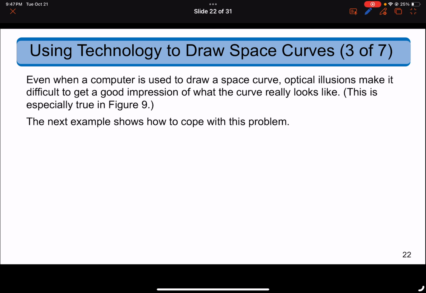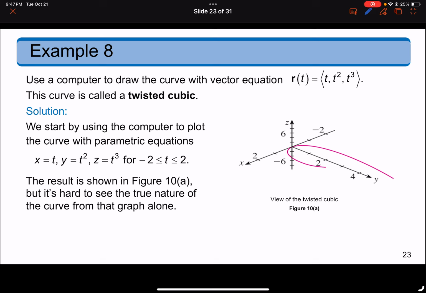Even when a computer is used to draw a space curve, optical illusions make it difficult to get a good impression of what the curve really looks like. The next example shows how to cope with this problem. Use a computer to draw the curve with the vector r of t equal to t, t squared, and t cubed. This curve is called a twisted cubic.